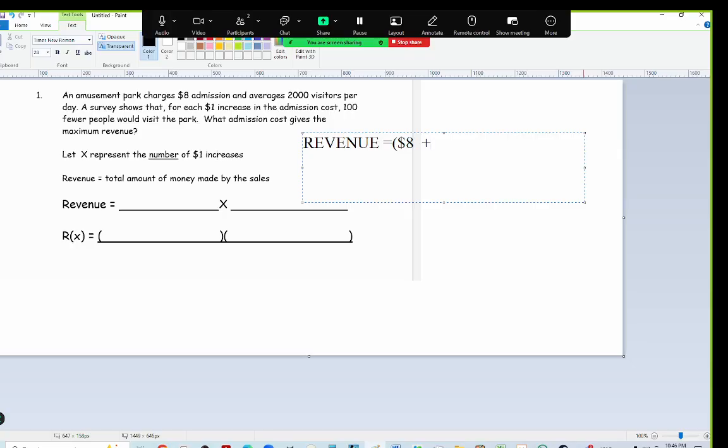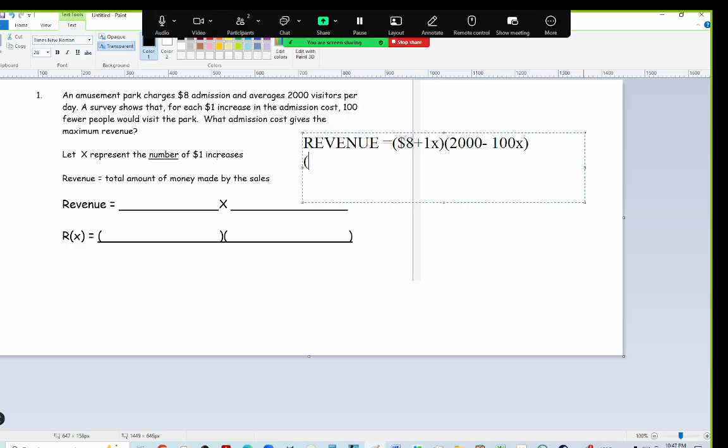I add $1, so 1x. What do I do with the initial units? 2,000 minus 100x. Yep, that's right. So there's your quadratic.